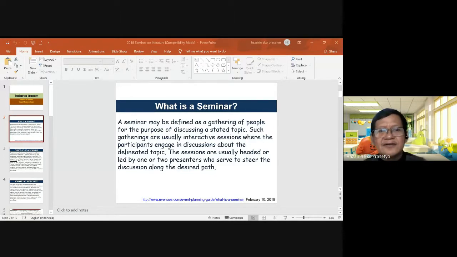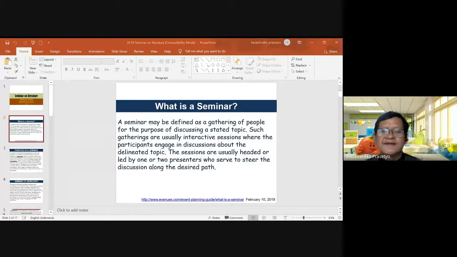Such gatherings are usually interactive sessions where the participants engage in discussions about the delineated topic. So interactive. The nature of our classes would be interactive. So the meaning of interactive here is do not wait until someone finishes a presentation. You may ask a question, you may interrupt the presentation if necessary. You may raise a hand here. Just click this, the picture of hand, and then you see something. You may ask question, or you may interrupt to give suggestions or whatever.